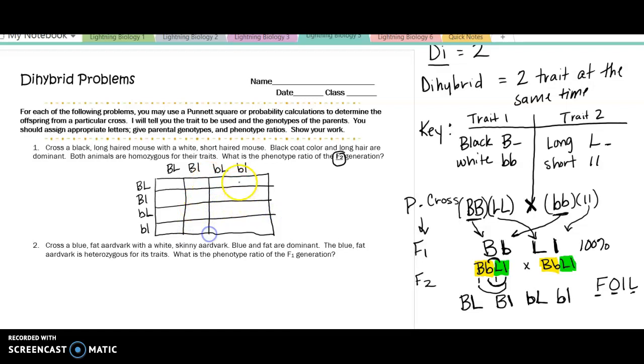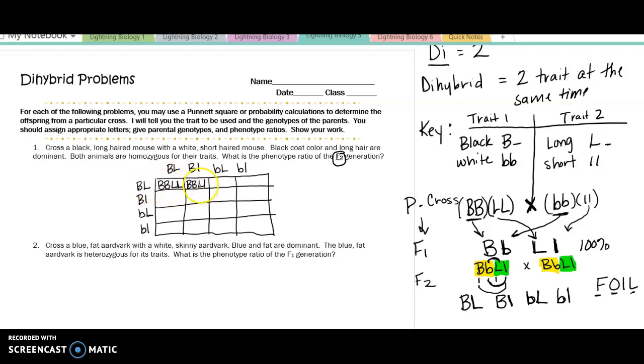So now we have to actually make a 16 square Punnett square. When you fill these in, remember to keep the alleles for a given trait together. So we're going to start right here. This one could give the big B. This one gives the big B. This one gives a big L. This one gives a big L. We move over. Big B, big B, big L, little l.